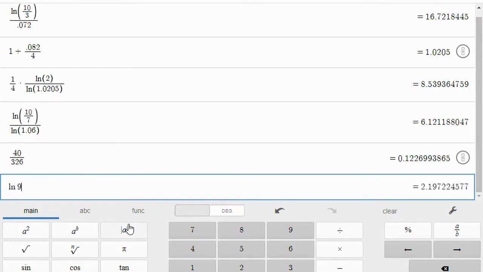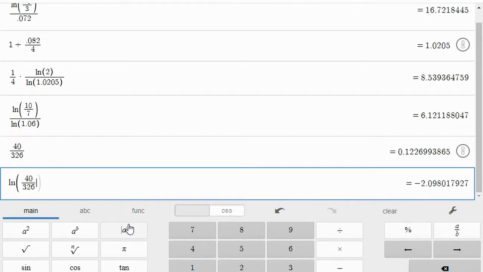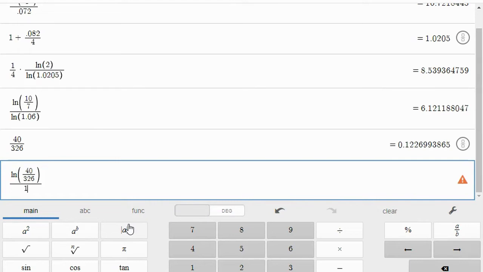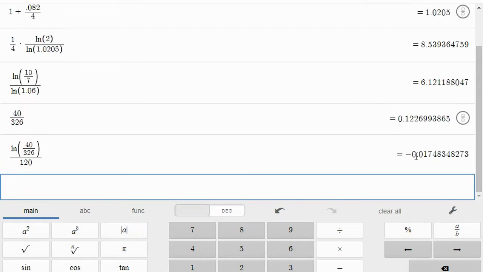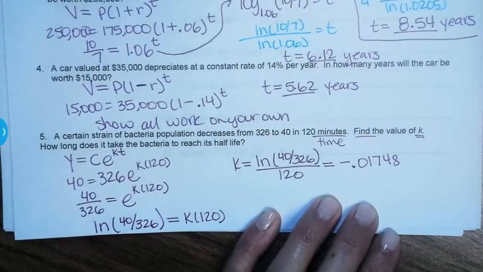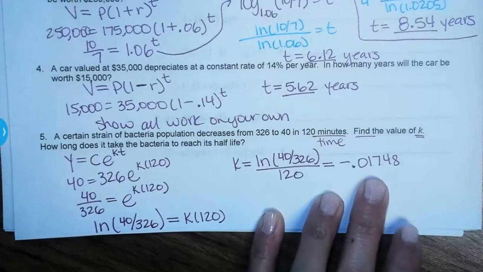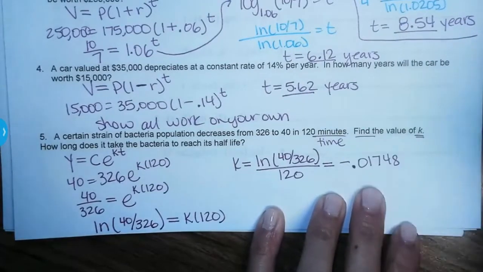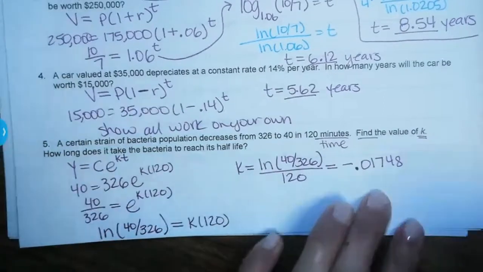Natural log of 40 over 326. 120. So this K number here, the negative 0.01748, that's the rate of decay. Let's write it down as is. So negative 0.01748. So that's the value of K. Round to whatever decimal I ask you to round on the quiz. And if it is negative, make sure you put negative.